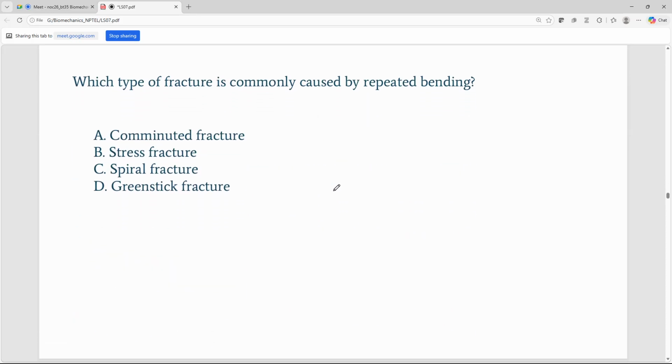Next question. Which type of fracture is commonly caused by repeated bending? So what is the type of fracture that is caused by repeated bending? Options are option A, comminuted fracture, option B, stress fracture, option C, spiral fracture, option D, green stick fracture. Which type of fracture is commonly caused by repeated bending?